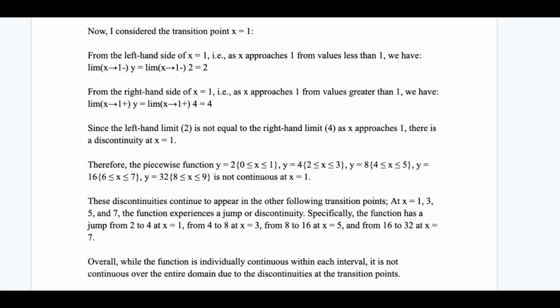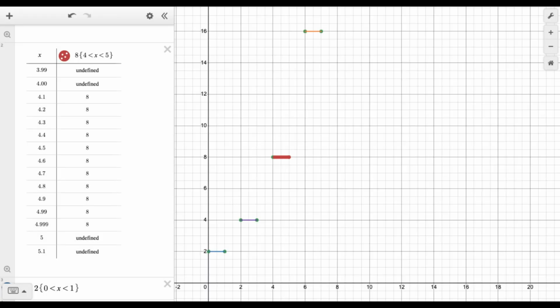Overall, it can be said that while the function is individually continuous within each interval, it is not continuous over the entire domain. It is clear that the transition points are undefined by only looking at the graph. Furthermore, I added a table where I inserted specific values of x in regards to one of the intervals of the entire graph. This is another commonly used way to identify the limits of a function at a certain point.